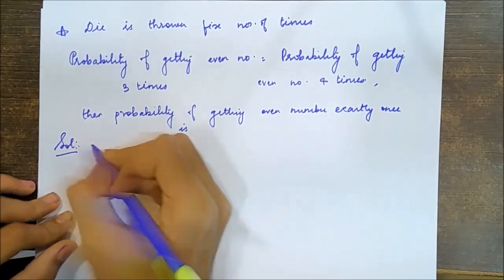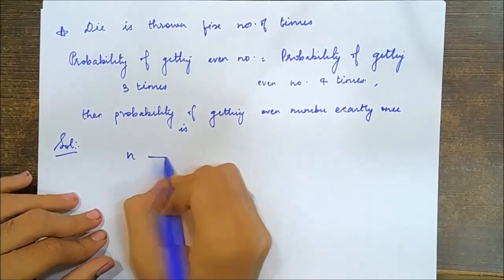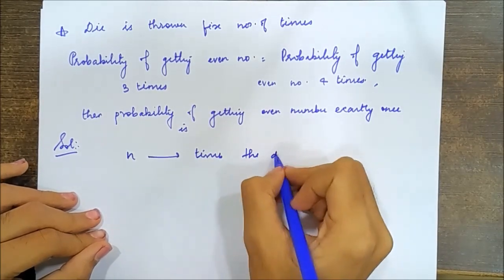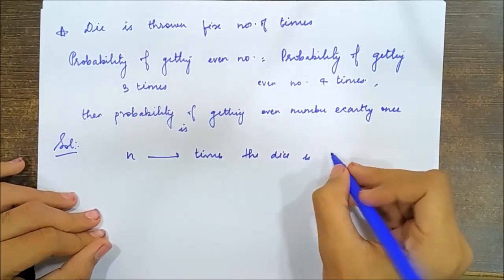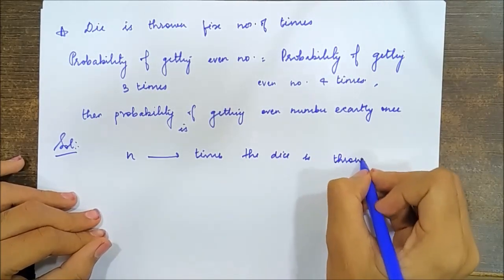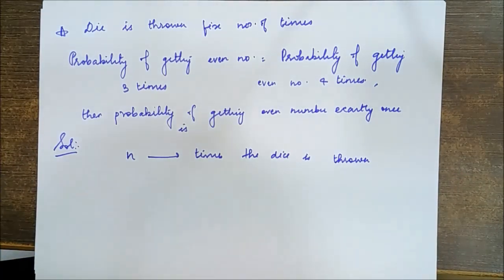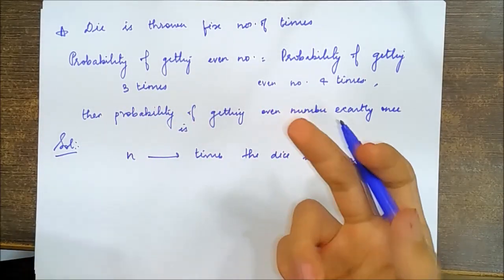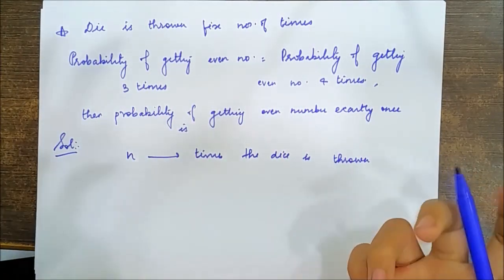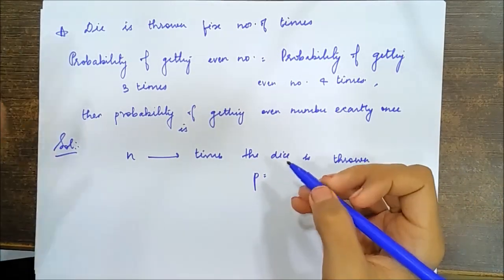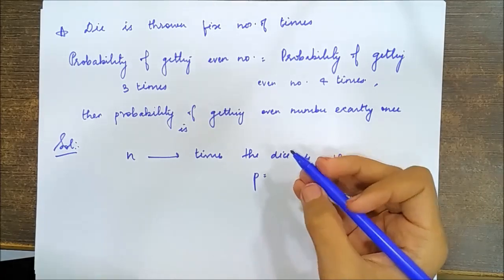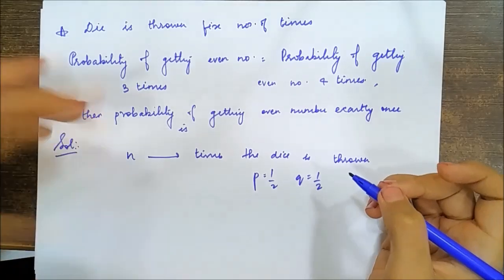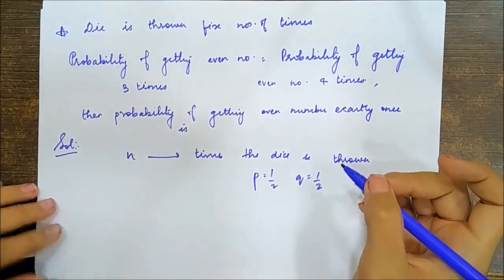So we'll solve it. We'll assume that n is the number of times the die is thrown. Okay, so n times the die is thrown. When a die is thrown, we'll get either an even number or an odd number. So we know that the probability of success as well as failure is equal. That is p is equal to 1/2 and q is also equal to 1/2, because it can be an even number or an odd number. So 1/2 is the probability of success and failure.